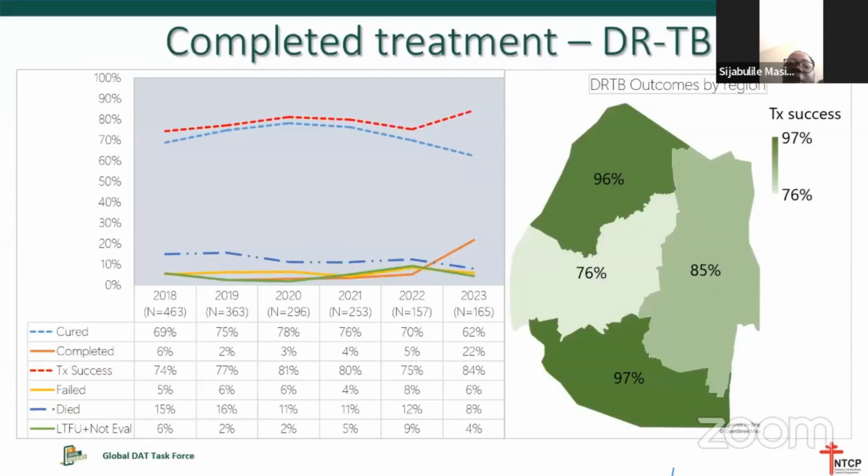This slide is just talking about a brief description of treatment outcomes of DRTB from 2018 to 2023. I'll just highlight the treatment success rate. From 2018, our treatment success rate as a country was at 74, then increased to 77 in 2019, 81 in 2020. In 2021 and 2022, we suffered a regress due to COVID. But right now in 2023, we're at 84%.